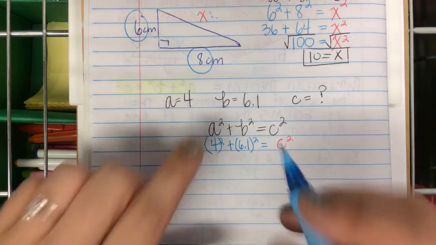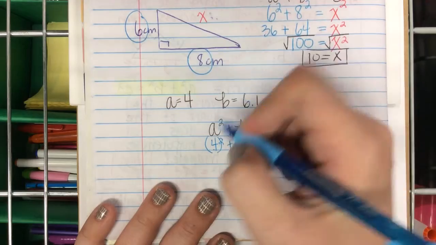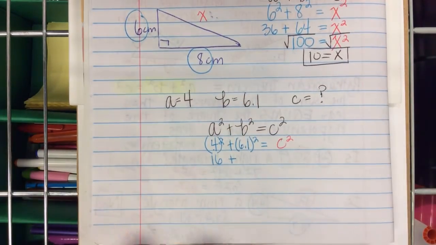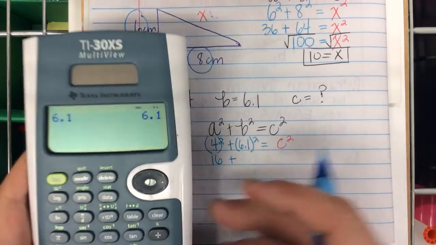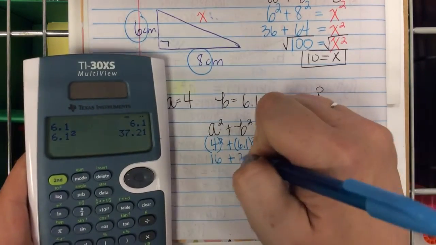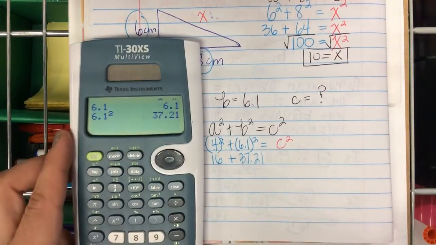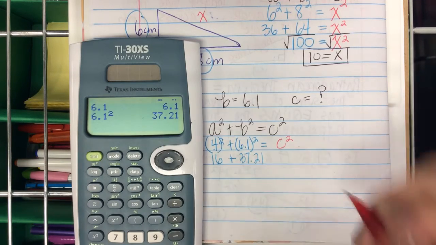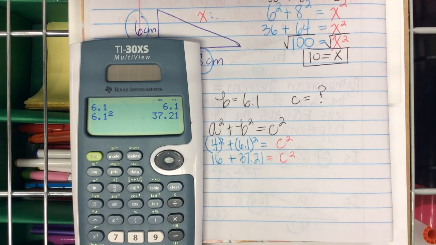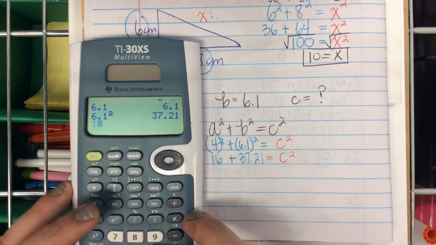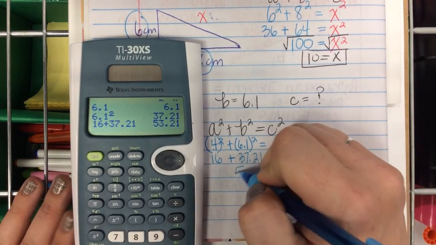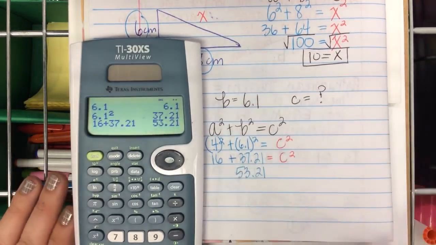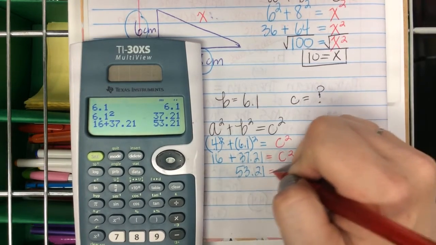Substitute. Simplify. What's 4 squared? 16. Plus, what's 6.1 or 6 1/10 squared? Oops. I forgot to press the squared button. 37.21. Equals, do we know what c is yet? Nope. Substitute, simplify, solve. 16 plus 37.21 is 53.21 equals c squared. Am I done?